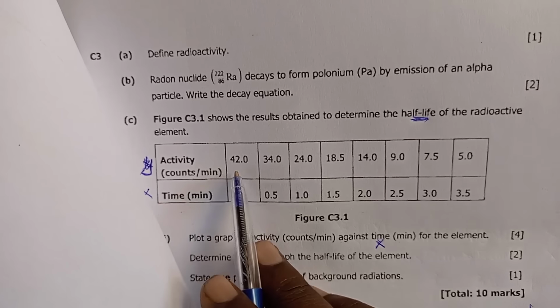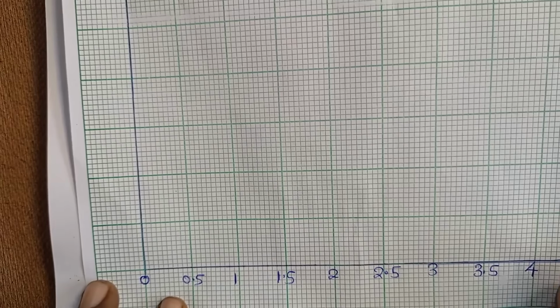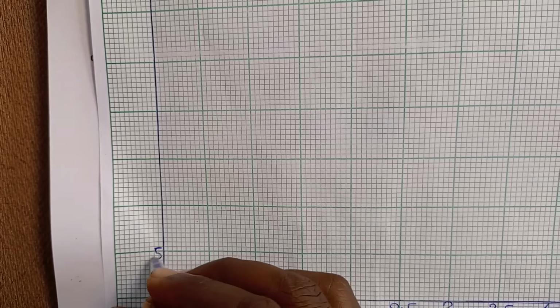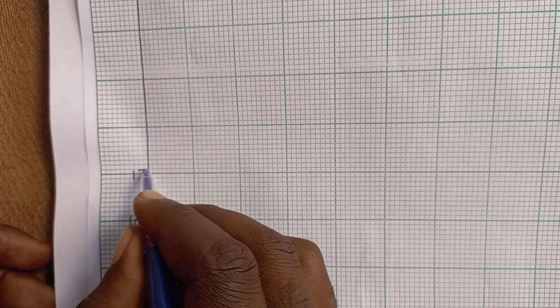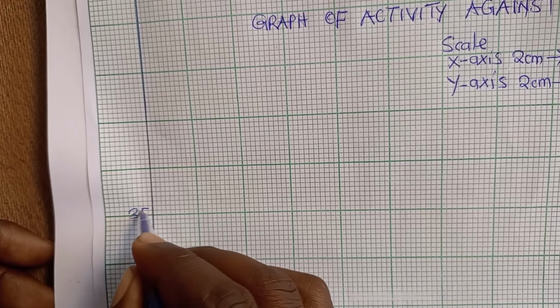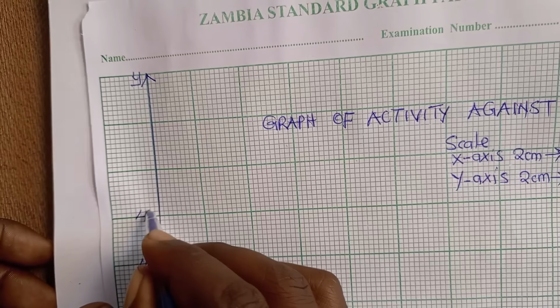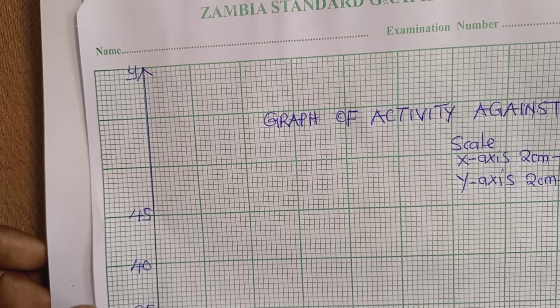I check the y-axis. I'll be moving in 5s. So this is 5, and you label clearly: 5, 10, 15, just like that. We can continue: 20, 25, 30, 35, 40, 45. So this is the scale.